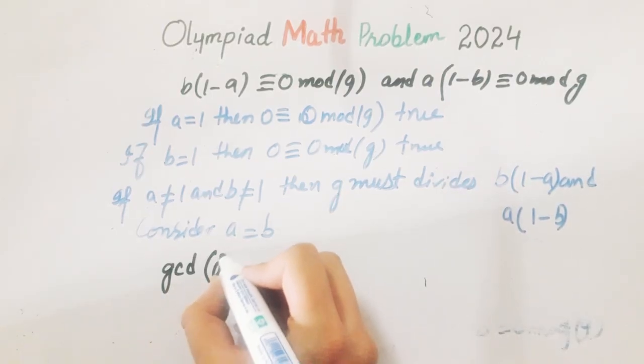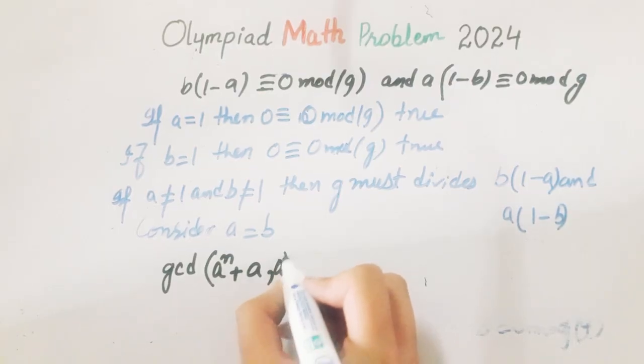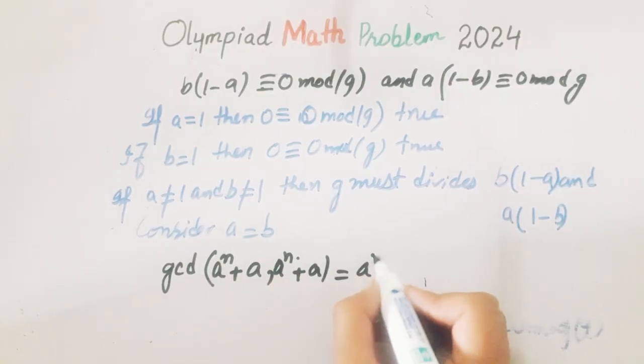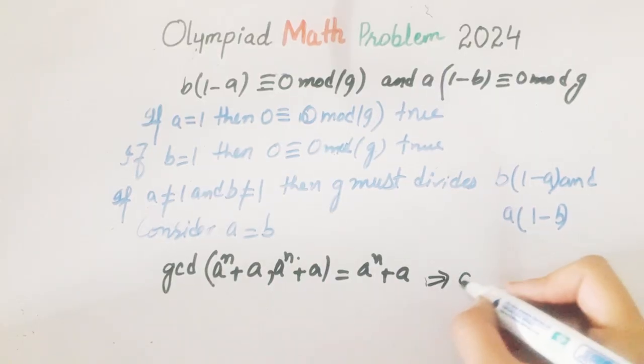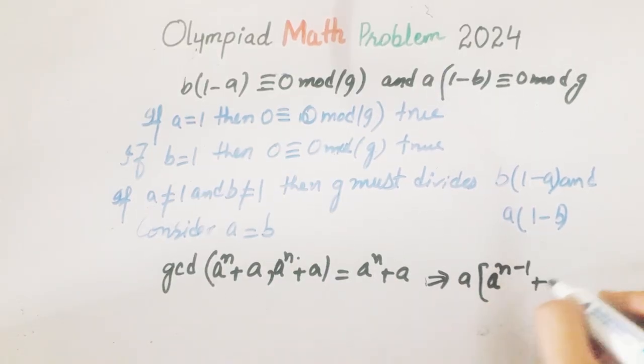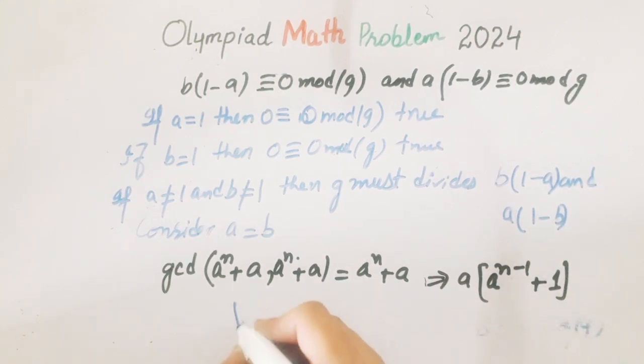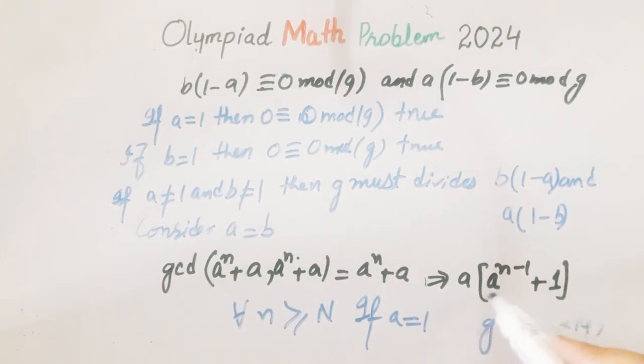So we will get GCD of a raised to power n plus a and a raised to power n plus a will be equal to a raised to power n plus a, and take a common, you will get a raised to power n minus 1 plus 1 from this. For g to be a constant, this value should be constant for all n greater than some value. This is only possible if a is equal to 1, and then g is 1 plus 1, 2. So value of g will be 2. This leads to the solution of 1 and 1. We have found this in case 1.